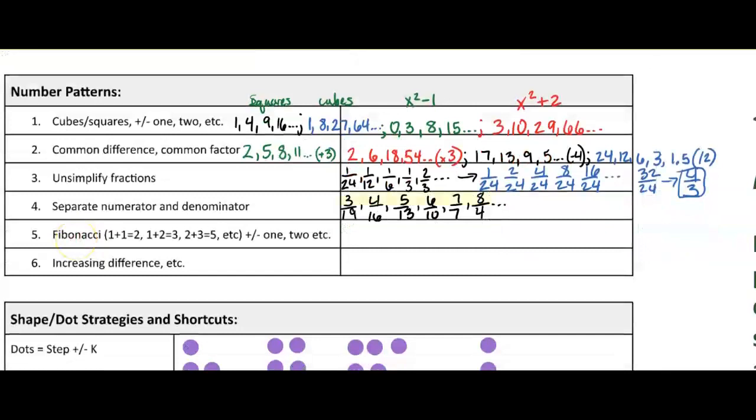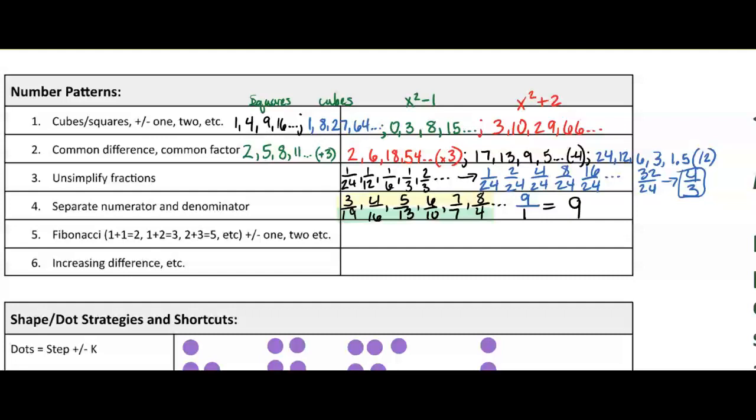What is happening in the pattern of my numerator? Increasing by 1, so my next numerator will be 9. There we go. What's happening in the pattern of my denominator? You're subtracting 3. There we go. So I'd subtract 3 and get 1. Okay, and my next number would be 9. Okay, so sometimes our strategy is look at the numerator and denominator separately.